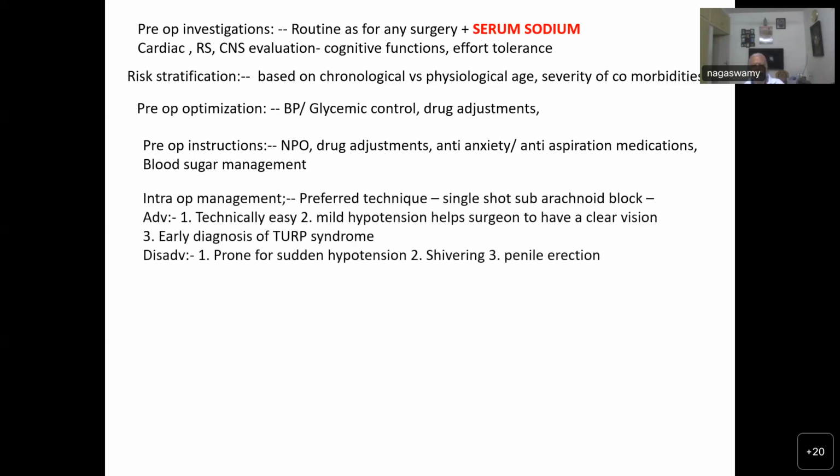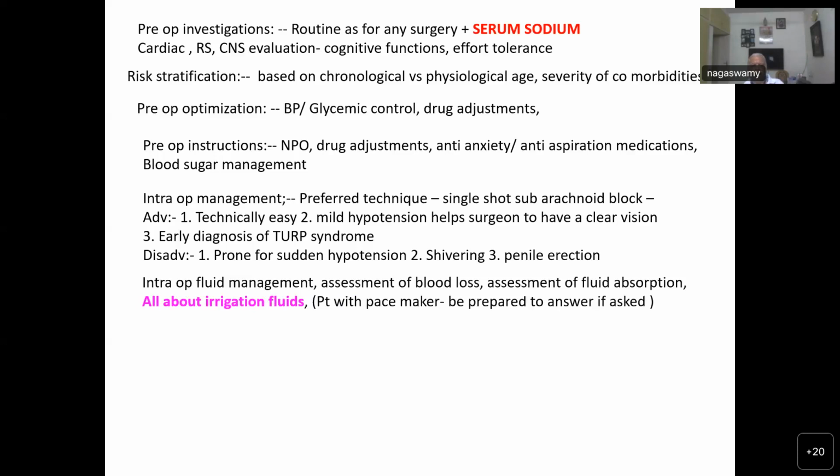And then intra-op, the preferred technique is single shot subarachnoid block. The advantages: it is technically easy. Mild hypotension helps the surgeon to have a clear vision and early diagnosis of TUR syndrome. And another point you can add is bladder perforation is easily detected. Disadvantage is prone for sudden hypotension, shivering, and sometimes initial penile erection may cause difficulty in passing the resectoscope.